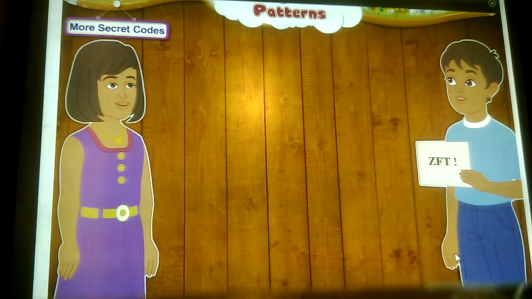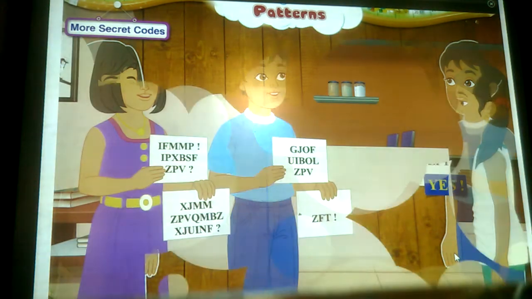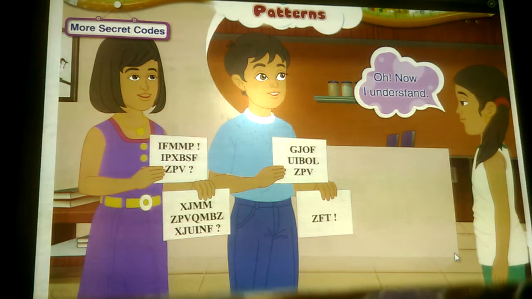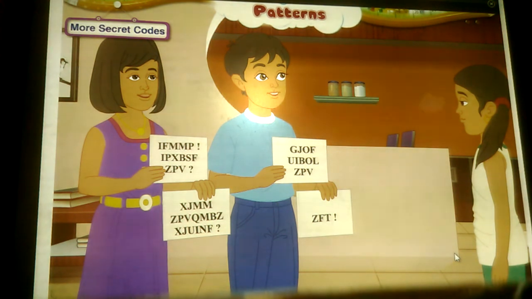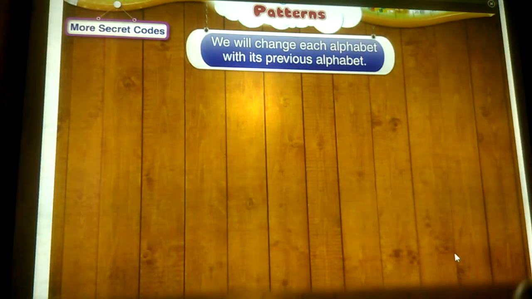Jagu says ZFT means yes. Komal says, yes, now I understand it. Here we have changed each alphabet with the alphabet next to it. Now we will change each alphabet with its previous alphabet.